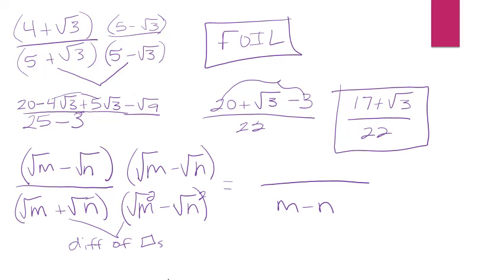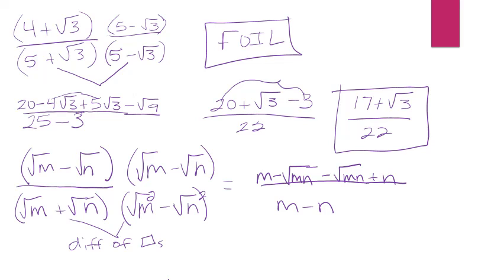And let's see, our first is square root of m times the square root of m is m, because it makes it be m squared. Second, outside is negative, because we have the square root of m times the negative square root of n. And then our inside is negative square root of n times the square root of m. And then our last is negative square root of n times the negative square root of n, so that makes it positive, and it's a square root, so it's an n.